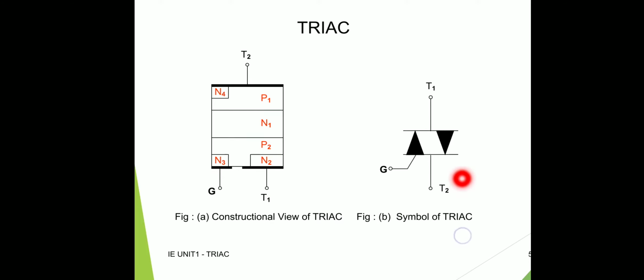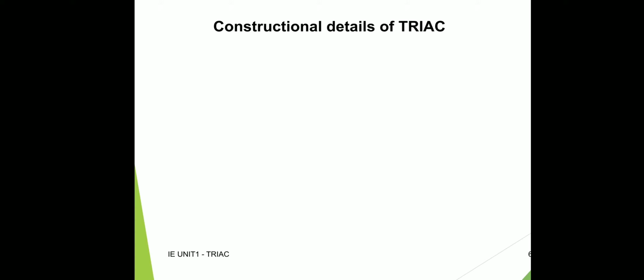Already I said that a triac is a combination of two SCRs connected in anti-parallel. If you consider T2 and gate and T1, this is one SCR, and this is the other; these gates are connected together. That means it is two SCRs connected in anti-parallel, correct? This is about the symbol of the triac, and the constructional details of the triac we already saw.